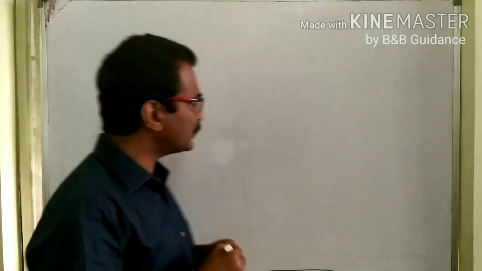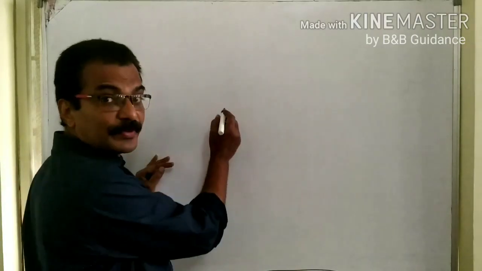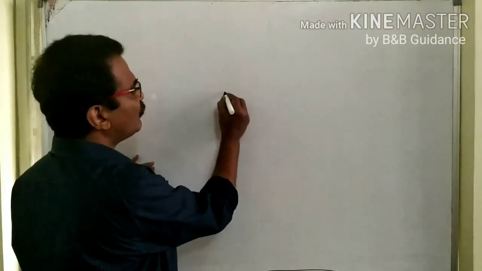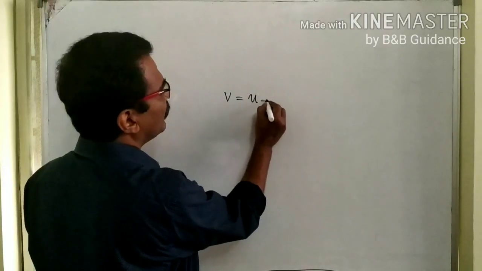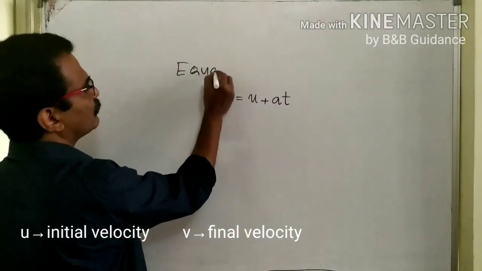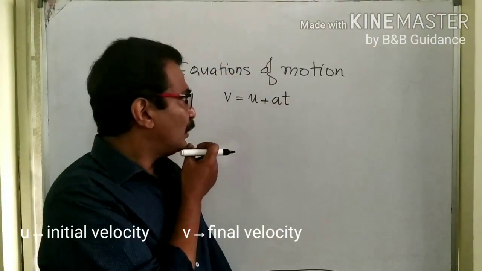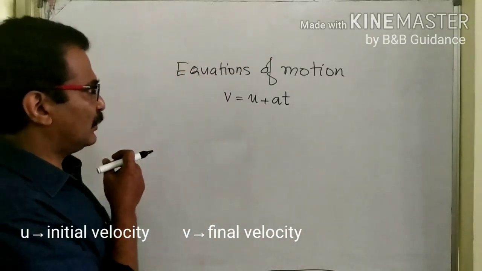The equations of motion are, can you tell me? One. First one is V is equal to U plus AT.